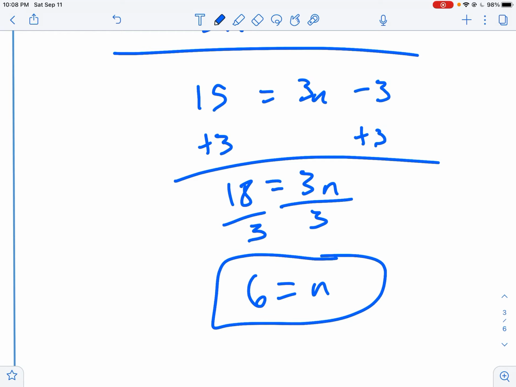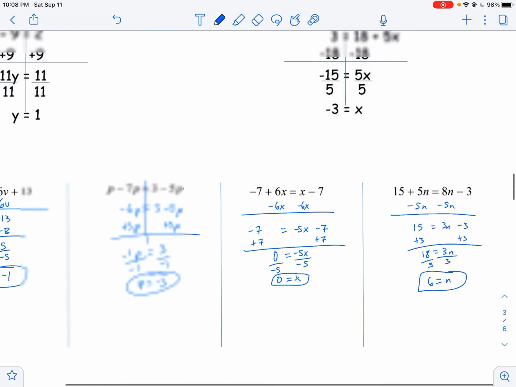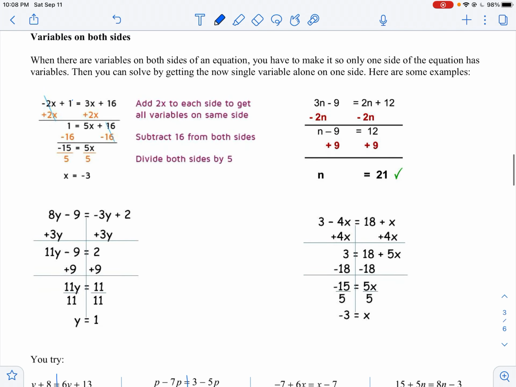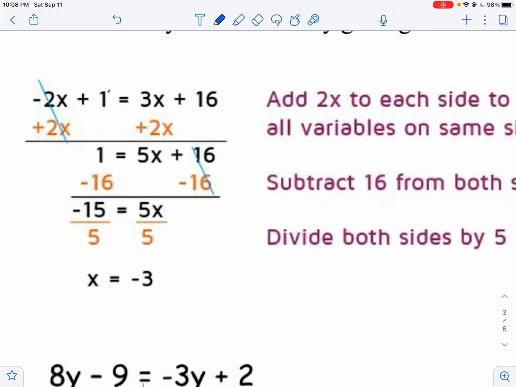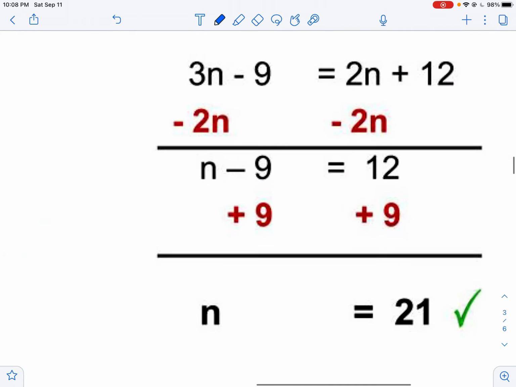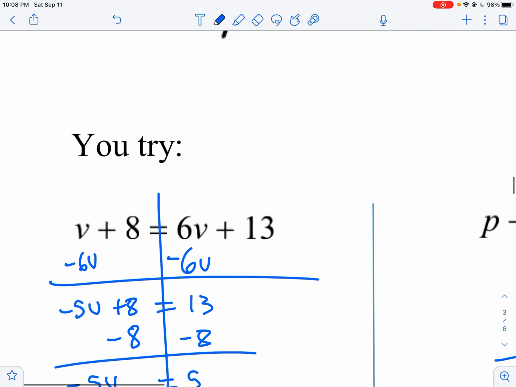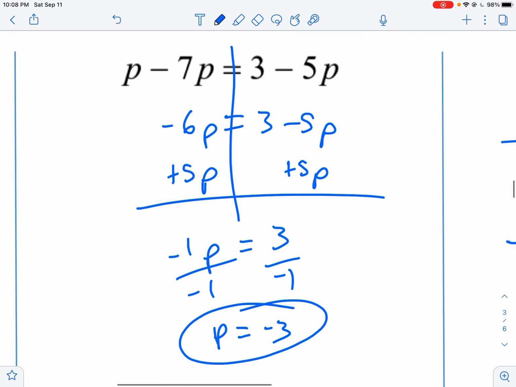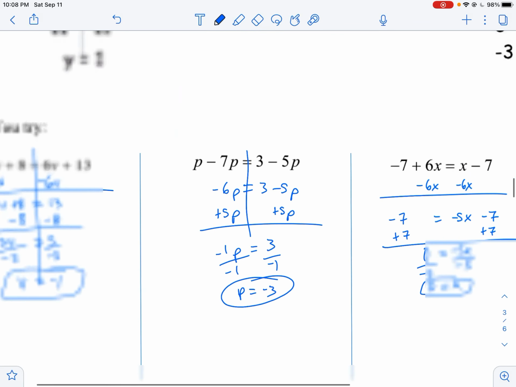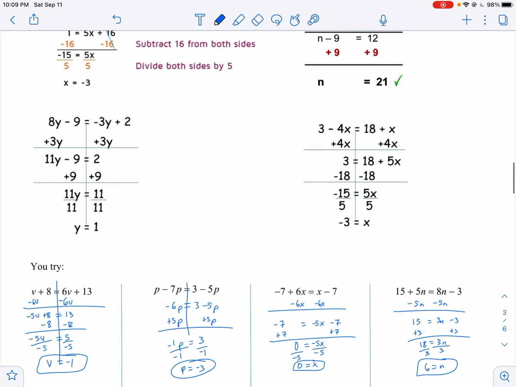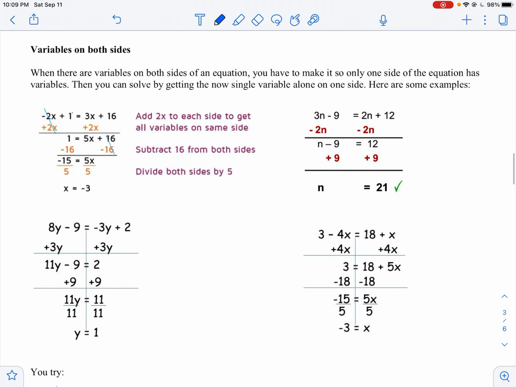Problem solved. So there we go. If there's variables on both sides, make it so there's variables on only one side by subtracting or adding on both sides whatever number. You can add a 2x, you can subtract a 2n, you can add a 4x, you can add a 3y, you can subtract a 6v. There's lots of options on how you go about solving it, but you do have to pick a side for your variables and put them all on that side. So there you go. Go forth, conquer the variables on both sides, practice.